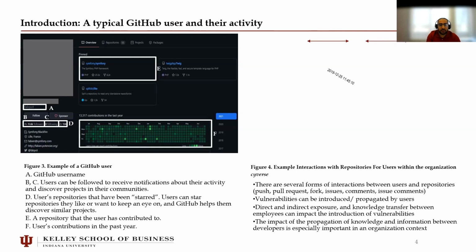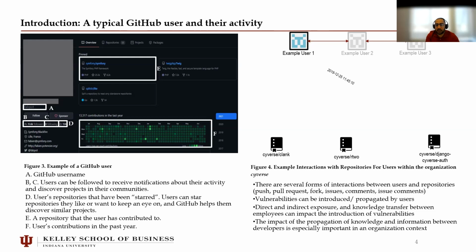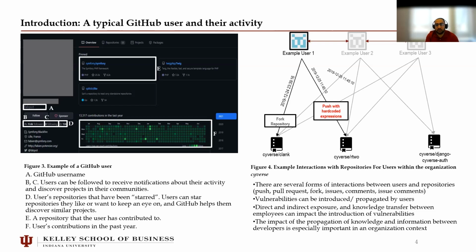So I hope everybody here is familiar with a typical GitHub user and their activity, but if not, we're just going to take a couple of seconds to go over what activities or interactions on GitHub look like. So say, for example, there's users or collaborators that are working on different kinds of repositories. I take the example of 3 open source repositories here that belong to a scientific CI that is funded by NSF. And there can be multiple kinds of interactions. So they could fork a repository, but they could also introduce vulnerabilities such as push with some sort of hard-coded expressions. And similarly, other users would also be interacting with those repositories.